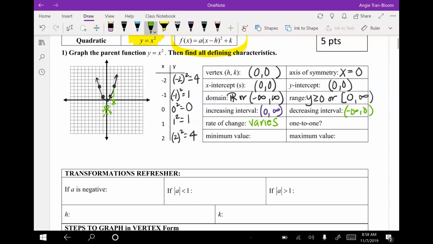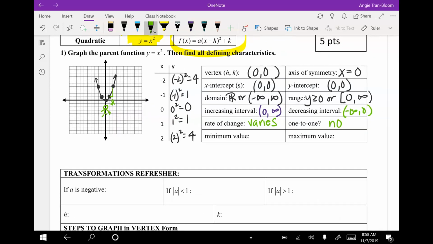Is this a one-to-one function? Nope. Does it have a minimum or maximum value? Minimum value. That means max is none right away. Minimum value of what? 0 at where? At x equals 0. Can you guys see that all of these characteristics are very similar to the absolute value? The only difference is really your slope, your rate of change.